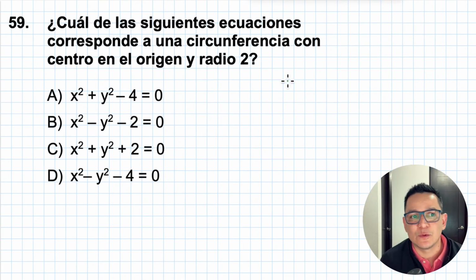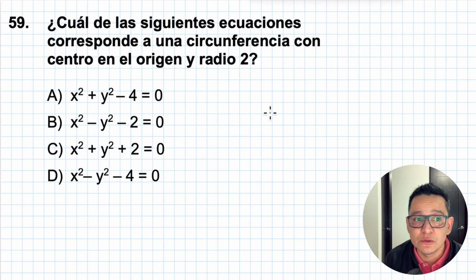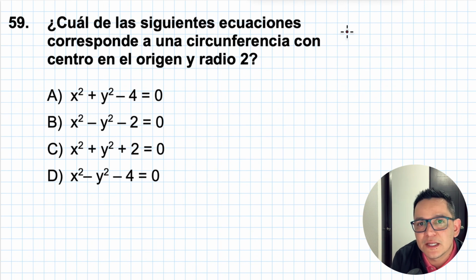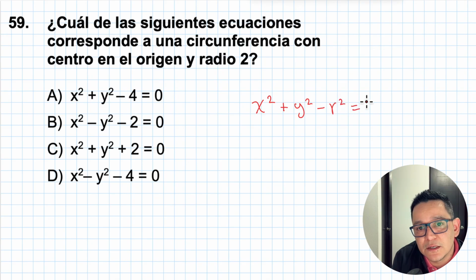Which of the following equations corresponds to a circle with its center at the origin and a radius of 2? That's actually pretty simple, because you just have to remember the equation of a circle. The circle, when its center is at the origin, it's x squared plus y squared minus r squared equals 0. That's the equation. R is the radius.